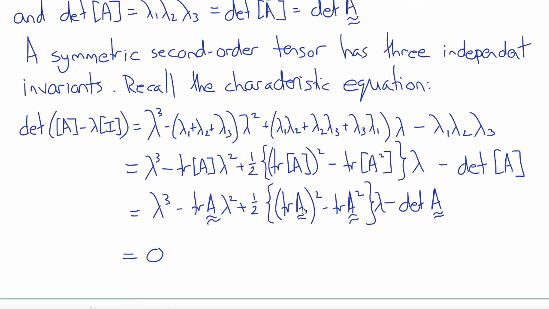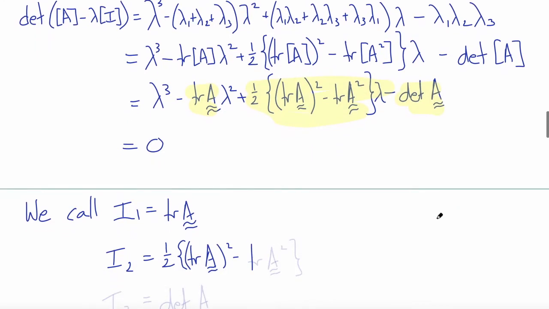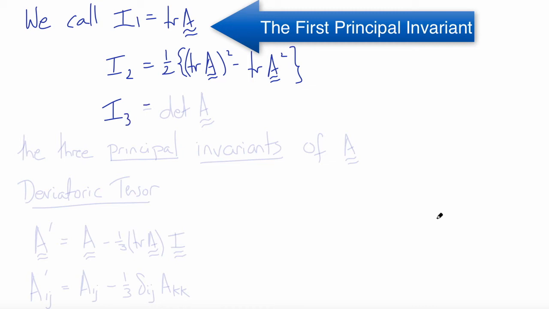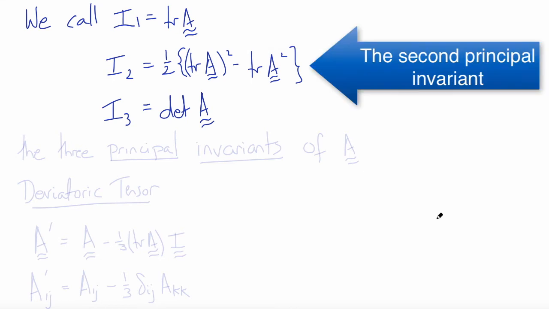So these coefficients, trace A, 1/2 trace A all squared minus trace of A squared, and the determinant of A are called the principal invariants. And so the trace of A is called the first principal invariant, I1. The second coefficient, 1/2 of trace of A all squared minus trace of A squared, is called I2, the second principal invariant. And the determinant of A is called I3, the third principal invariant.